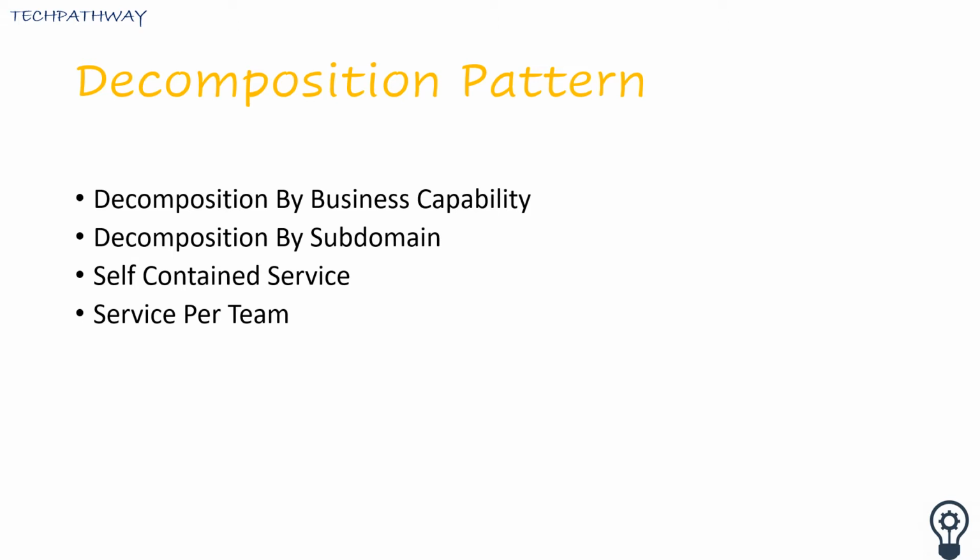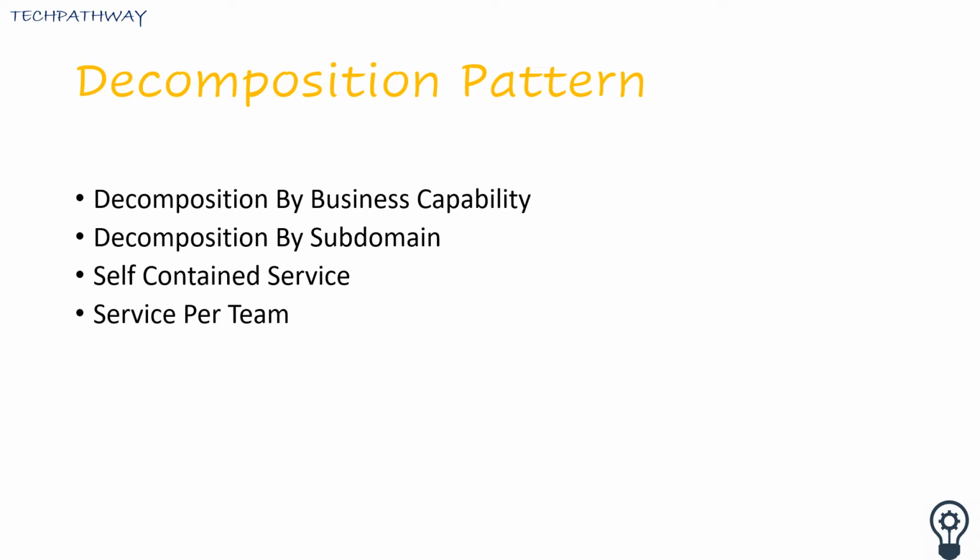So whatever design patterns are given here, we can apply them for our new application, as well as implement them in the legacy one. But for legacy, the strangler pattern is there, and we will discuss it in the next video. So here a high level of the patterns is mentioned: decomposition by business capability, decomposition by subdomain, self-contained service, and service per team.